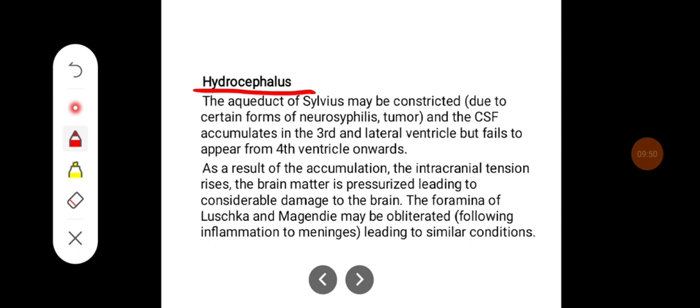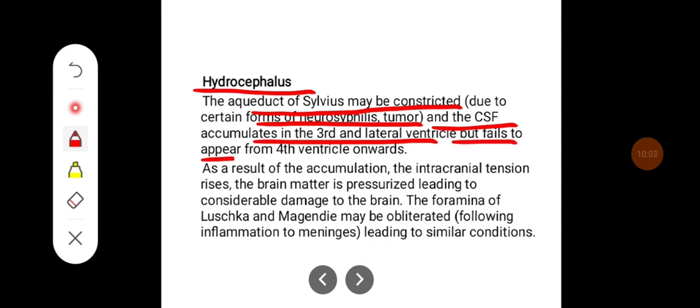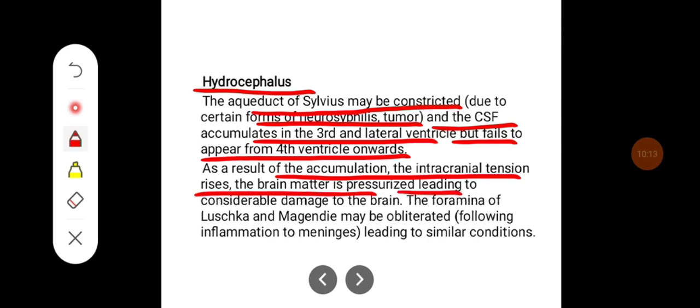Hydrocephalus. The aqueduct of Sylvius may be constricted due to certain forms of neurocephalus or tumor, and the CSF accumulates in the third and lateral ventricle but fails to appear from the fourth ventricle onwards. As a result of the accumulation, intracranial tension rises, the brain matter is pressurized, leading to considerable damage to the brain. The foramen of Luschka and Magendie may be obliterated following inflammation of the meninges, leading to similar conditions.